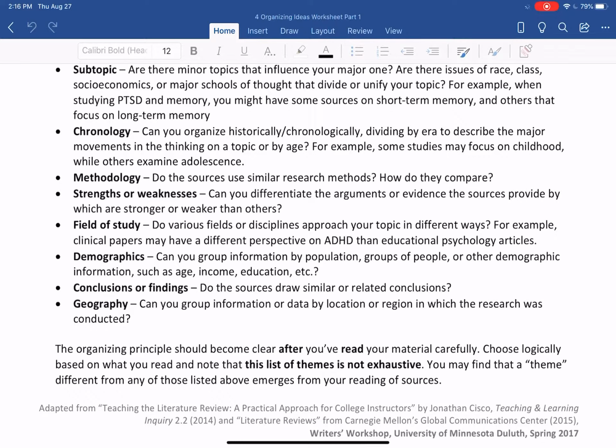Different conclusions or findings: there might be some studies that find that the intervention you're studying is good, and others find it's not effective, and so you might group them that way. And also geography, if they've been focused in certain areas. So when you've read the material carefully, you should be able to identify some themes that you pick up.